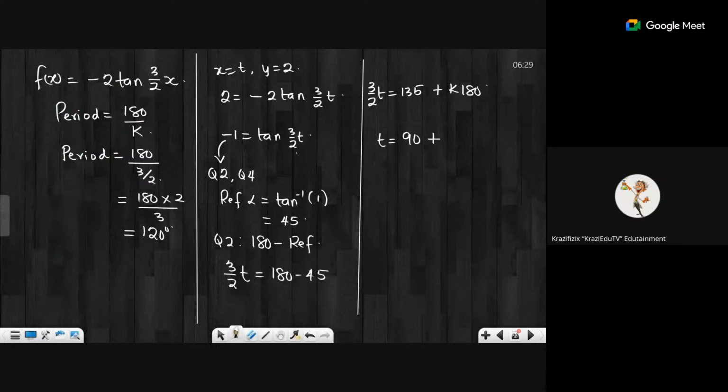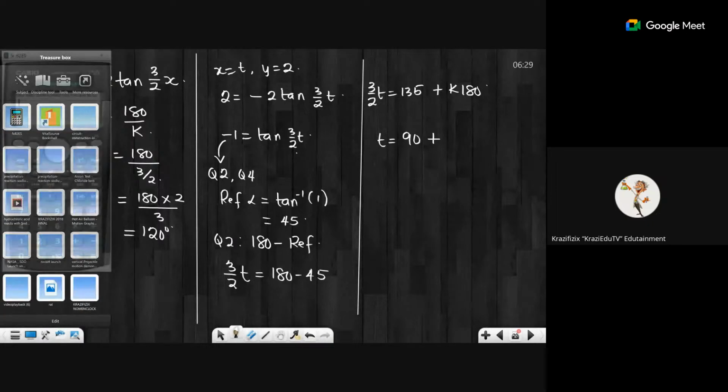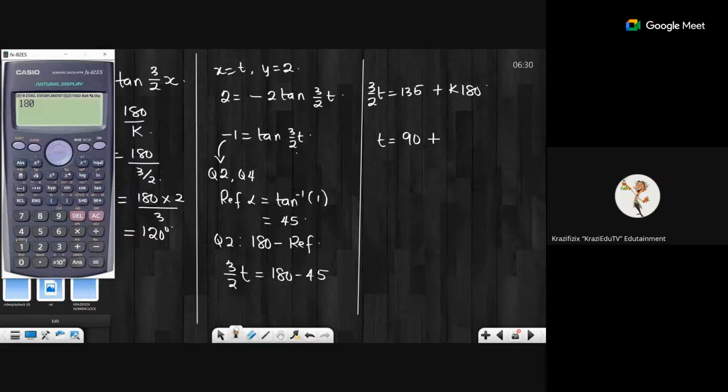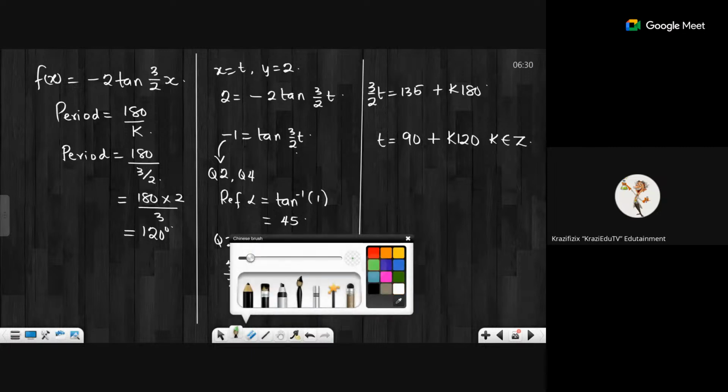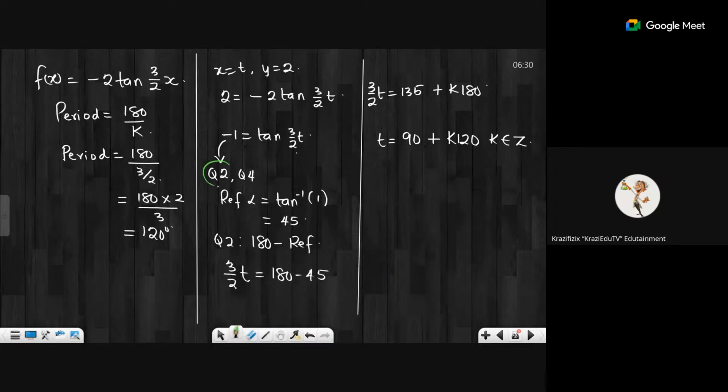Thus, we also have to divide the 180. 180. K what? 120 k of integer. We are done. Remember what I told you: if it's quadrant 2 and 4, you don't need to do the fourth one.